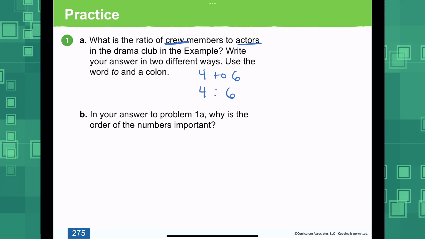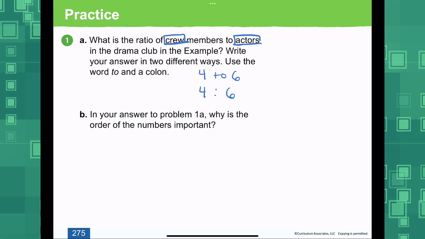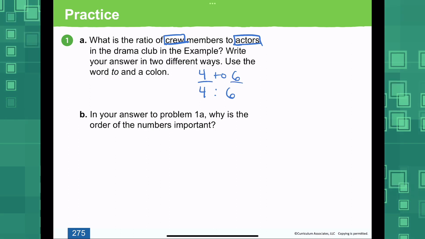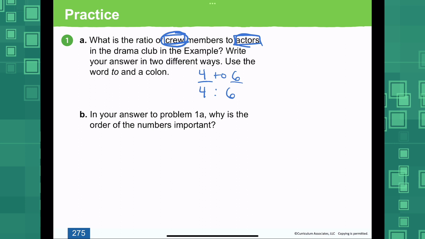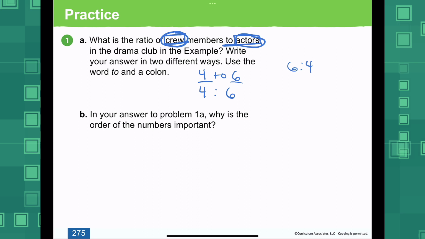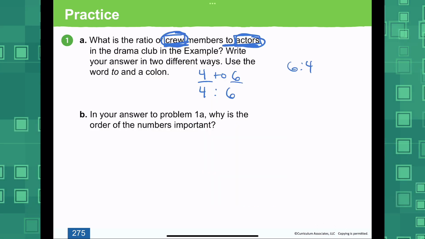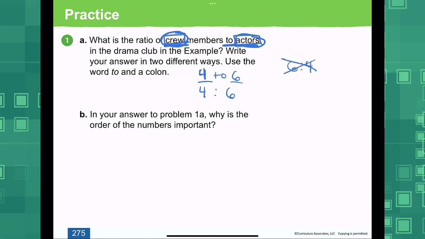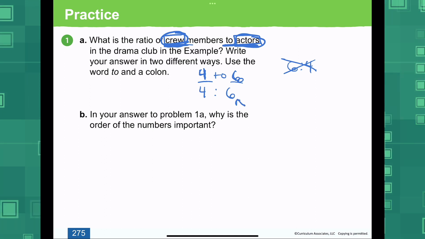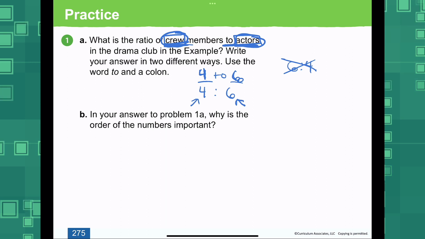Well, the order of numbers is important because I don't know what the 4 represents and what the 6 represents. This is why it's so important to have a context about what we're talking about. If I said 6 to 4, for every 6 crew members, there are 4 actors? No. For every 6 actors, there are 4 crew members. So we need to make sure that order stays in place so that we know that for every 4 crew members, there are 6 actors, right? So that tells me that there are going to be more actors than crew members. If I flipped it around, all of a sudden I have more crew members than actors.